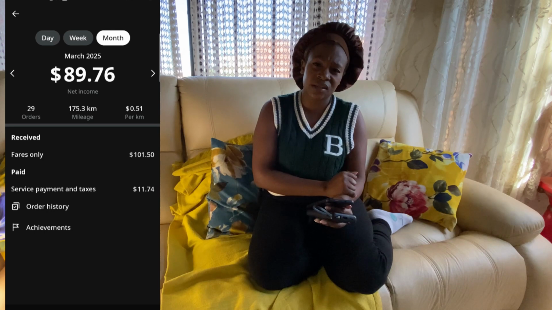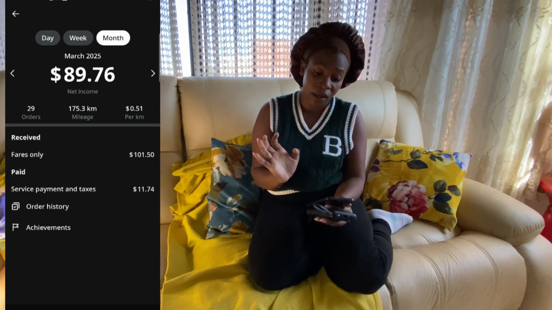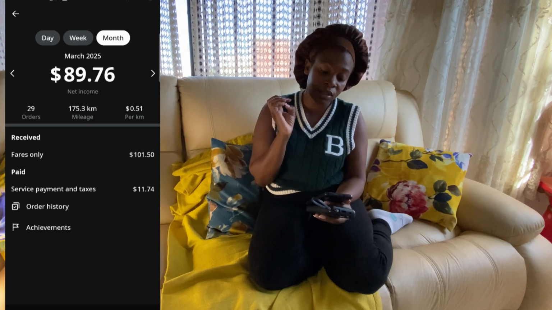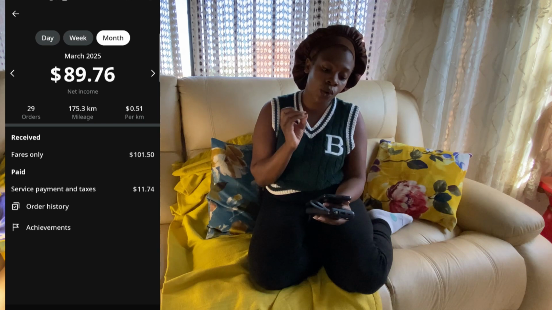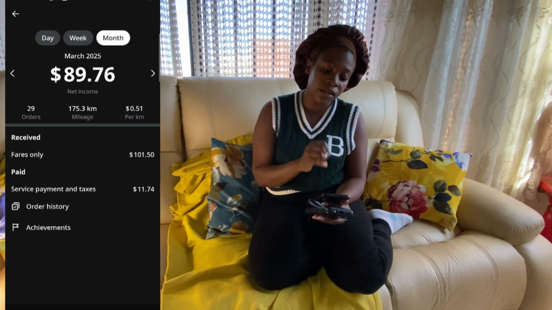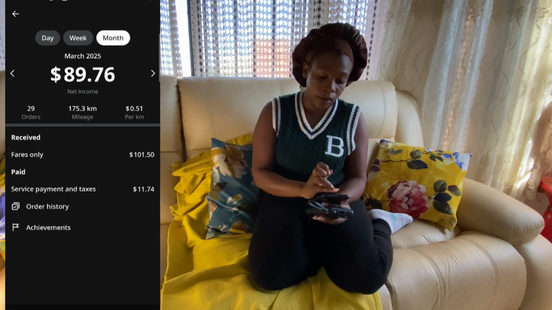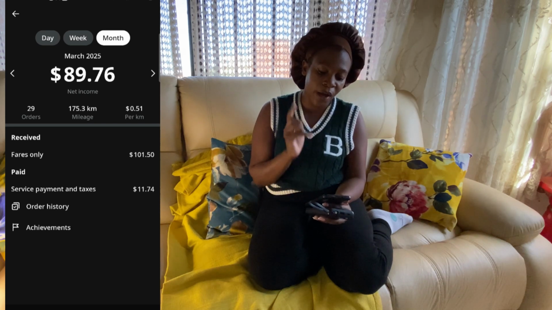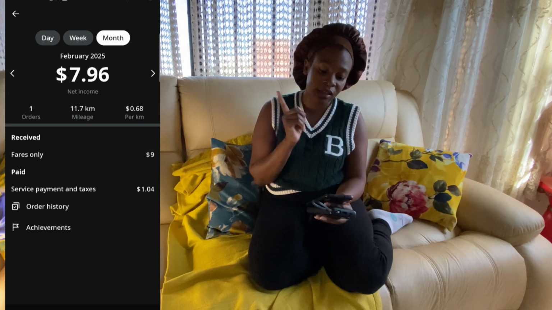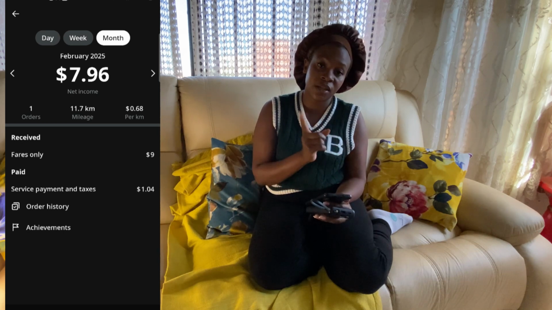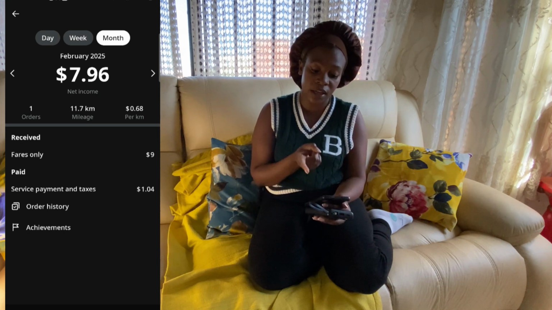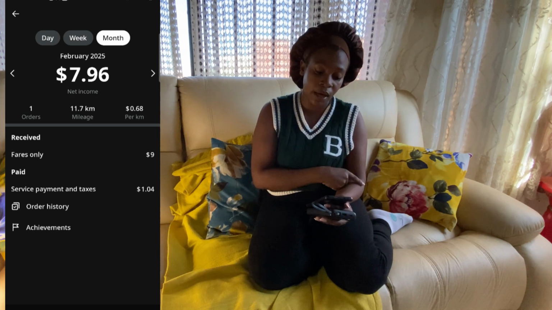March, I think that's when I started. I got like an official car in March. I wasn't working much in March, so I got $89.76 in March. And then in Feb, I got one ride. Again, this time around Feb, I didn't have a car. That's the time where I was getting rides with my brother's car.